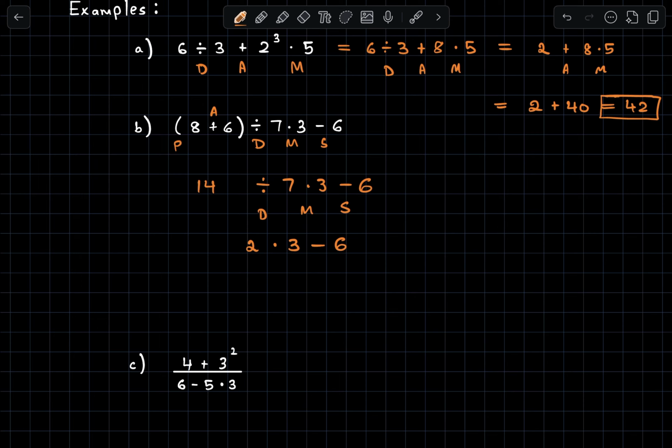So I only have a multiplication and subtraction left. Of course, I'm going to go ahead and do that multiplication first. I'm going to get 6. We're left with 6 minus 6, which is simply 0.